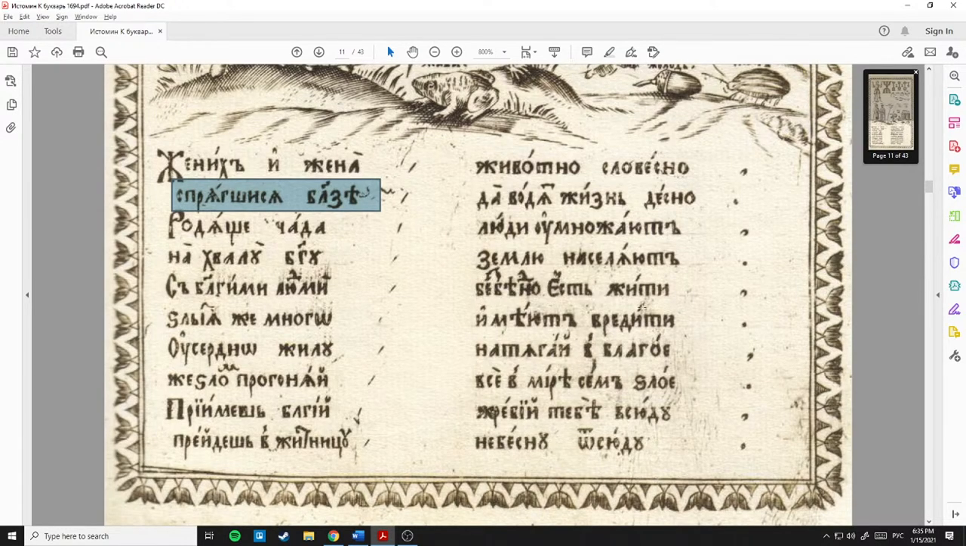Bez biedna jest žit. So with good people, it's easy to live, right? Or bez biedna, without any difficulties. Zlia že mnogo. There's a lot of bad people, probably. Imiejut vriedite. So the bad, vriedit, probably, right? As in to value, but vriedit can also mean like to insult. So the bad people probably know how to insult.